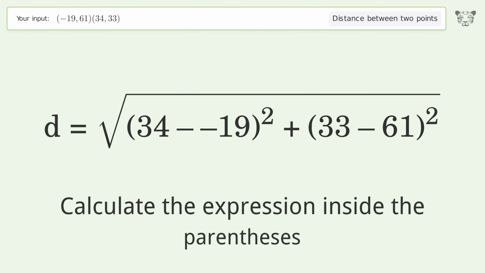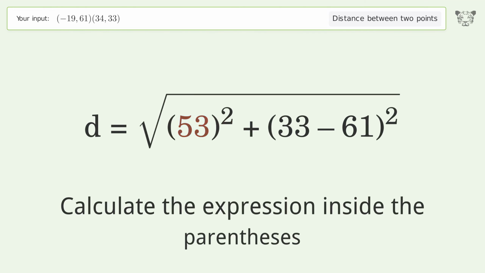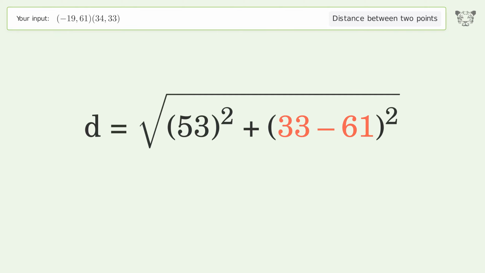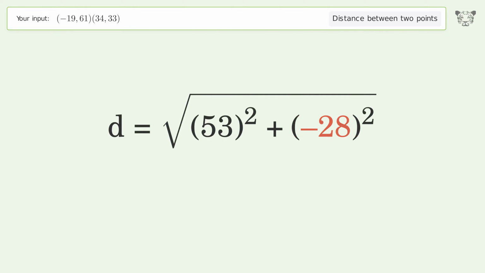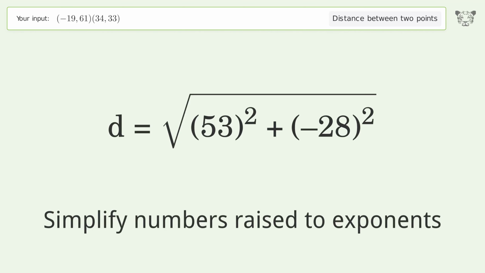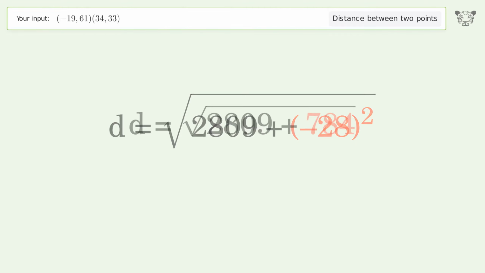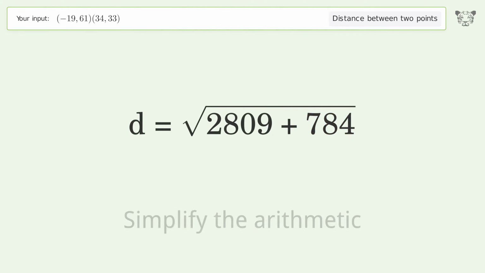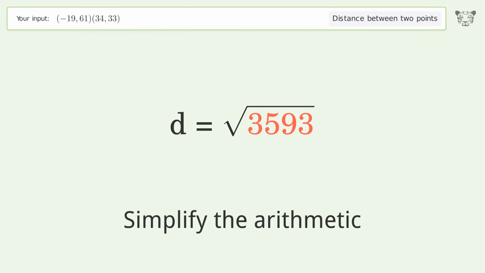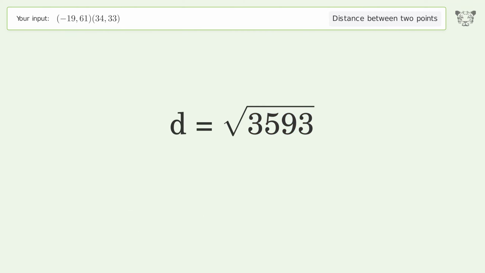Calculate the expression inside the parentheses. Simplify numbers raised to exponents. Simplify the arithmetic. And so the distance between the 2 points is the square root of 3,593, or 59.942.